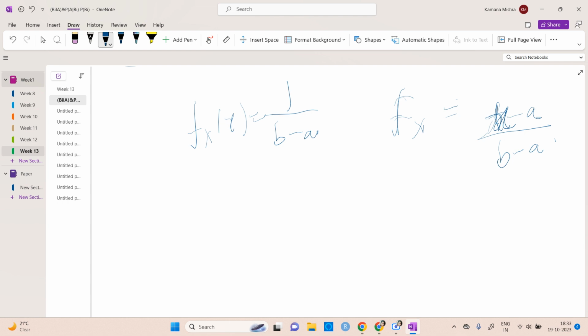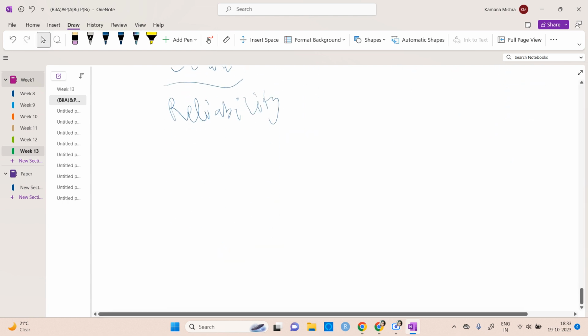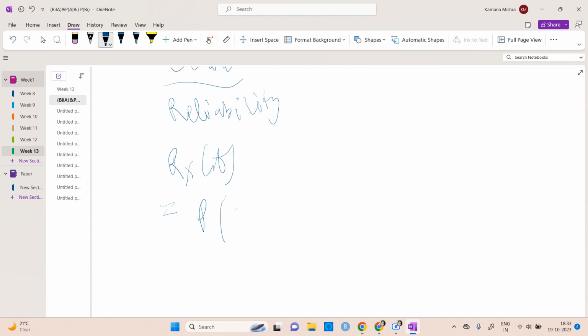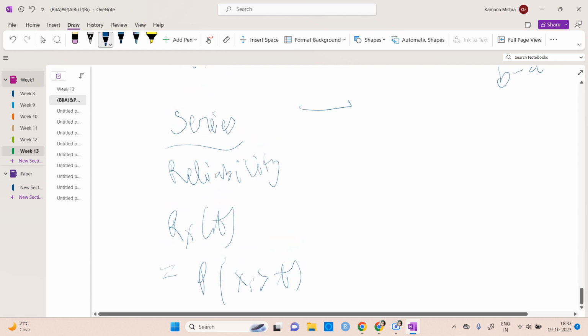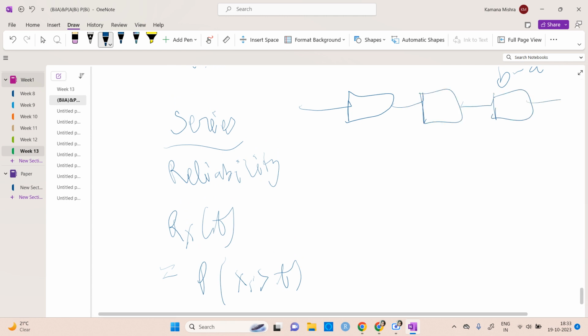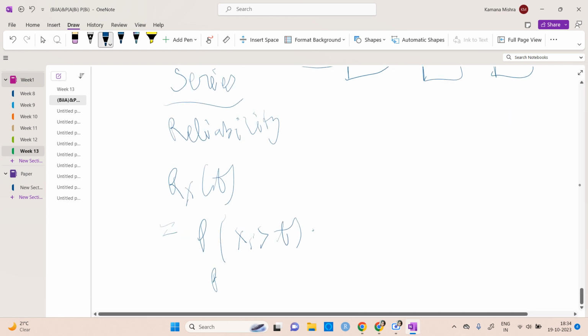So in a series system, the reliability R(t) is given by the probability that X1 is greater than t. Series and parallel, you know, right? So if you have n components located like this, then for this system, let's say this one's reliability is 0.9, another is 0.7 and another is 0.8, right? So in the series you just do the multiplication.